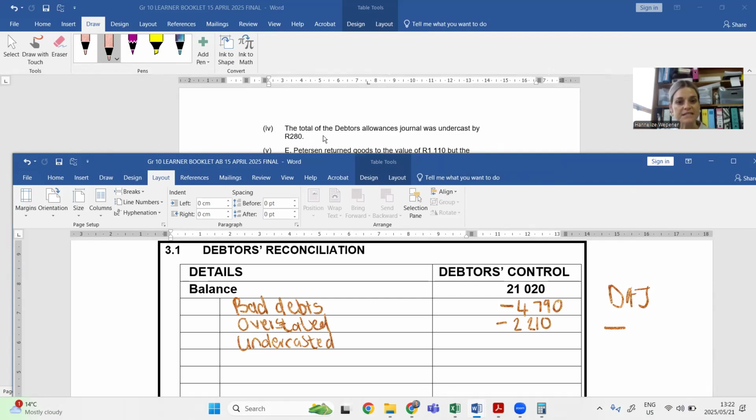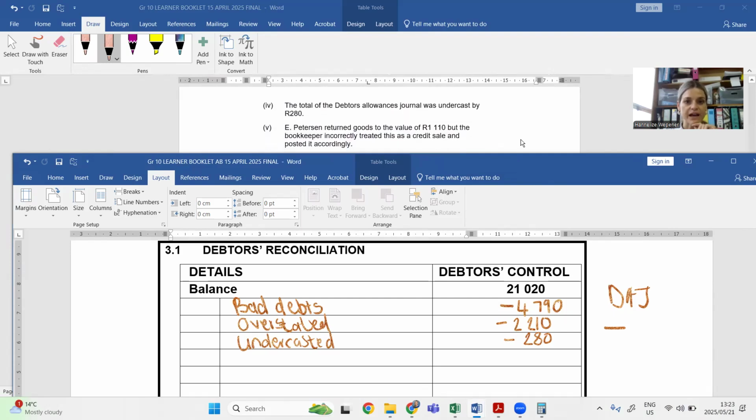But you, by mistake, credited that debtors control with 280 Rand too little. Because undercast means when I added all of the totals, I somehow missed a 280 Rand. So I now need to deduct a further 280 Rand from my debtors, because there was an undercast. I made a mistake with the adding. I had less than what I should have, and the debtors allowances journal results in my debtors owing me less money.